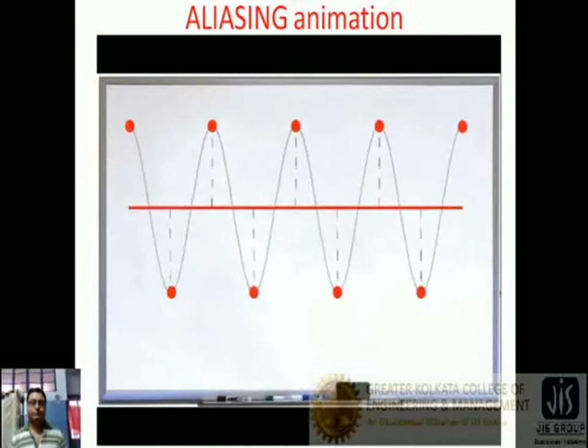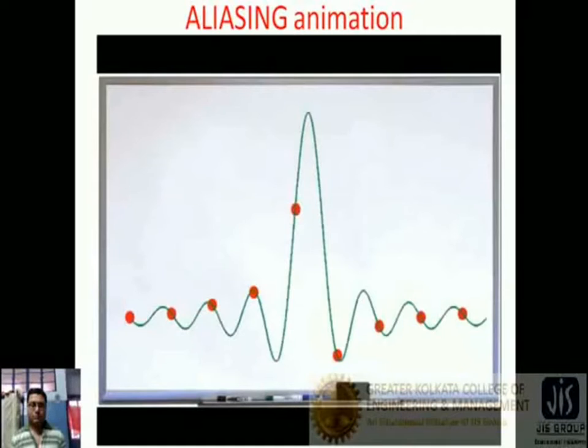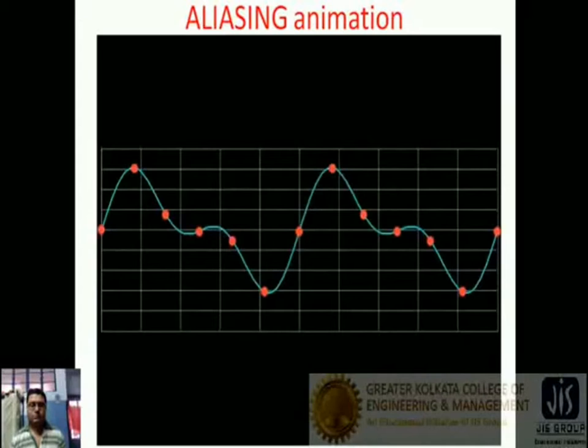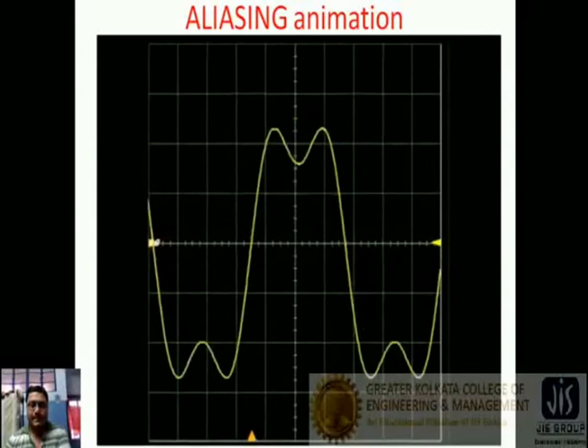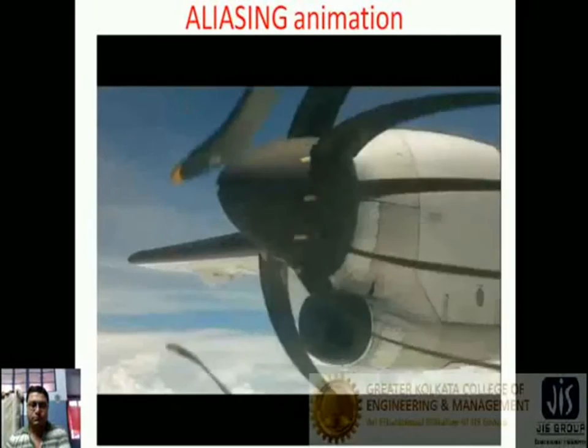Clearly, if the signal is composite and contains several frequency components, the sampling frequency must be at least twice the highest frequency component. An ideal square wave is an example of such a signal. It contains infinite frequencies, theoretically making it impossible to properly digitize. So we have seen an animation of the aliasing effects.